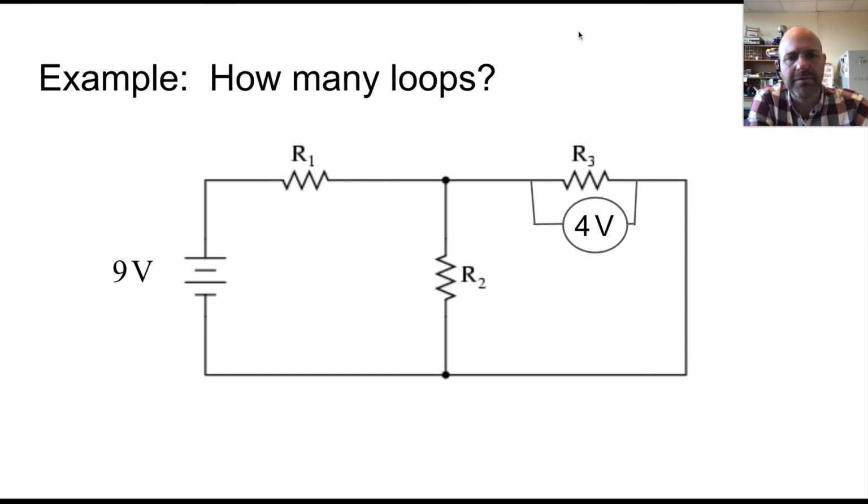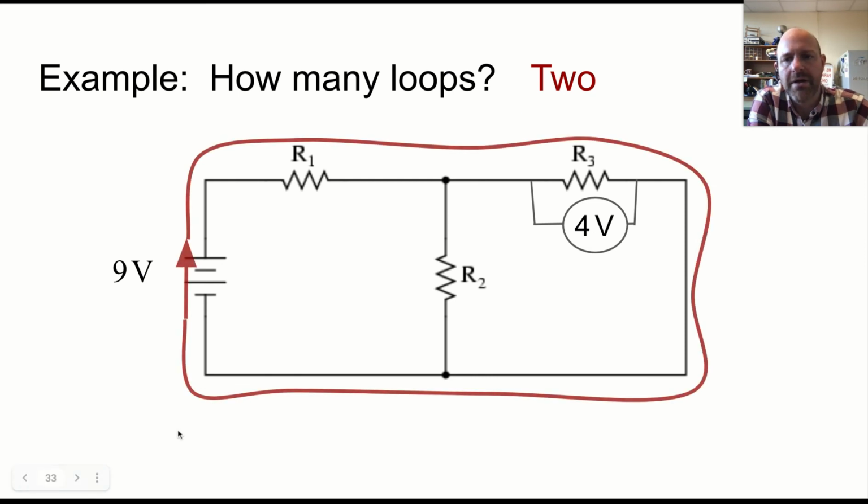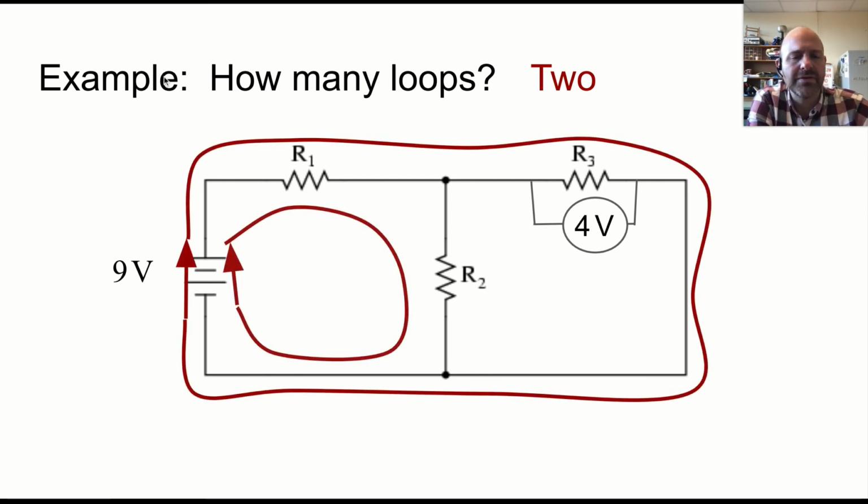So let's go a little bit further. How many loops do we have here? There are 2 main loops, right? There's the big outer loop, and then there's the inner loop. Technically, there's a third loop you could draw that doesn't involve the battery, but we don't know how to do that yet, so we're just going to use these 2.